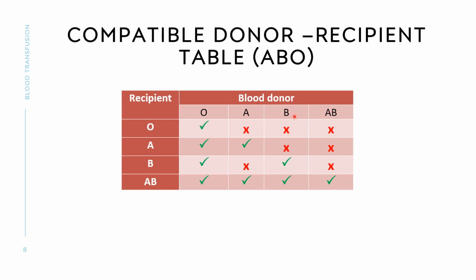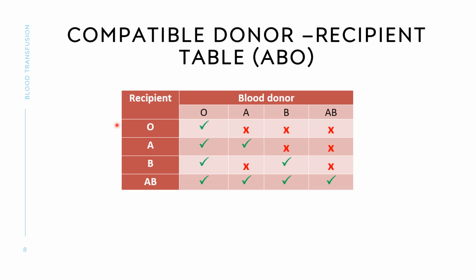Similarly, when it comes to B, O will not be able to accept B, A will not be able to accept B, but B and AB will be able to accept the blood from the donor whose blood group is B. Moving on to AB, O will not be able to accept AB, A will not be able to accept AB, B will not be able to accept AB, only AB will be able to accept AB blood group.